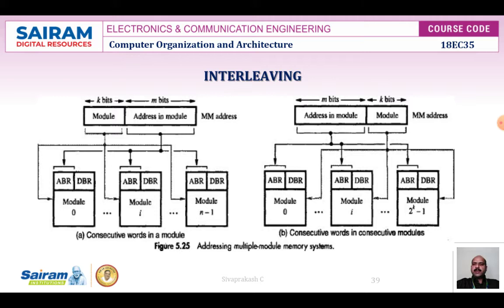The lower order k bits of the memory address select a module, while the higher order m bits name the location within the module. In this way, consecutive addresses are located in successive modules. Thus, any component of the system can keep several modules busy at any one time.